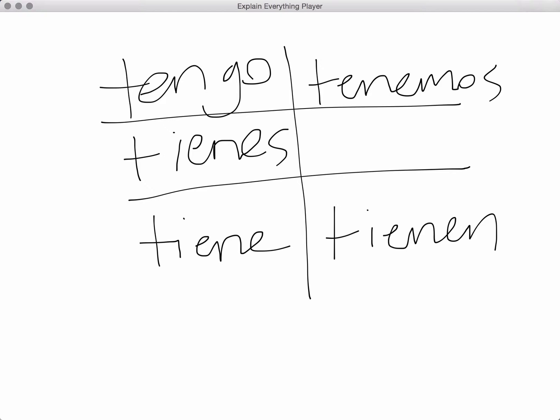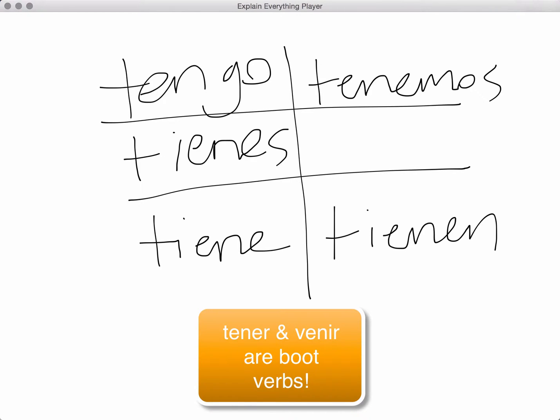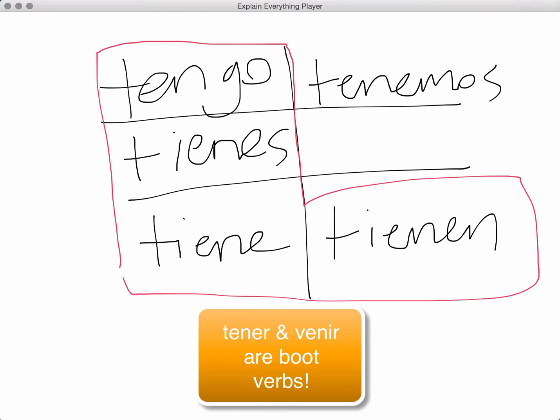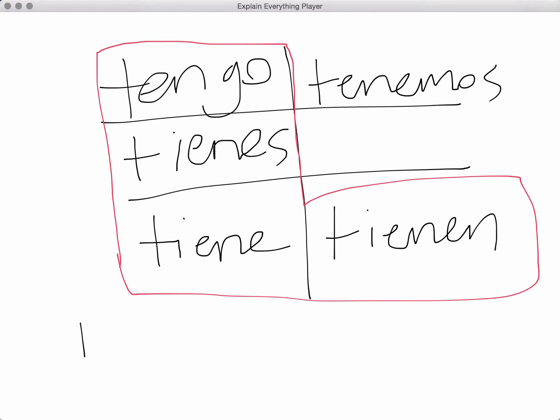Now, tener is a boot verb. Tener, along with venir, is a boot verb. What this means is that these conjugations are all irregular, and that it's in the form of a boot. The verbs you'll be learning that are in this form are tener and venir.